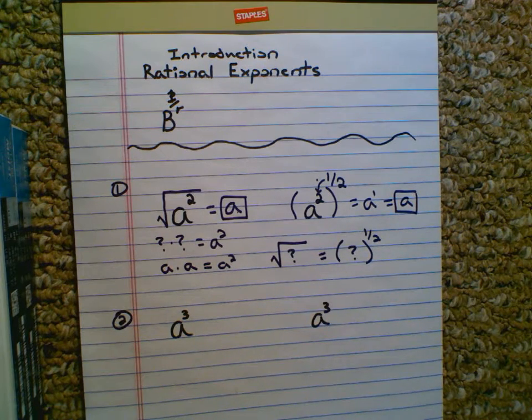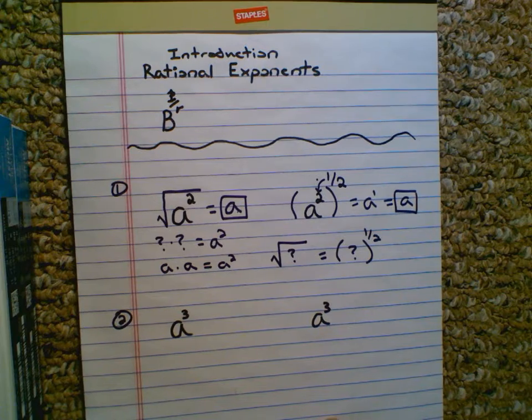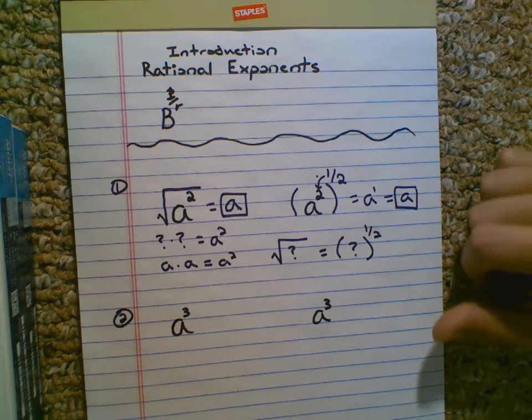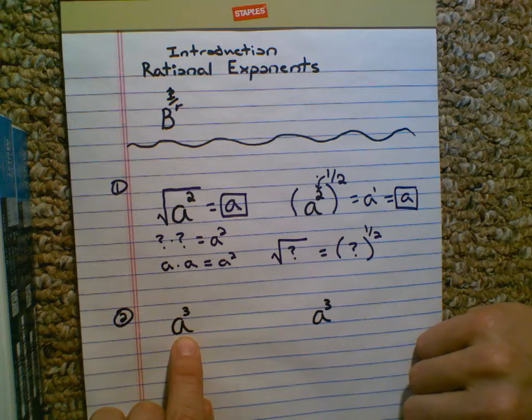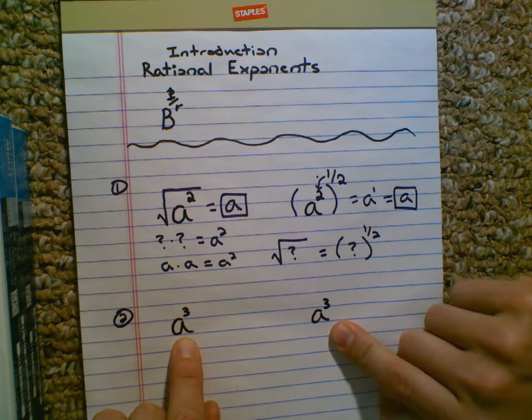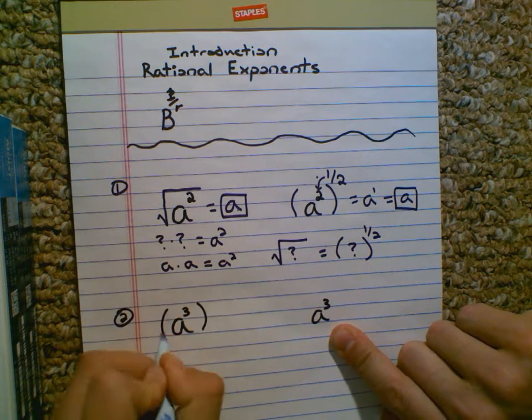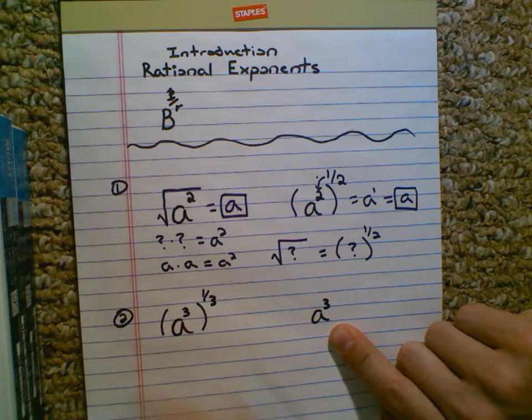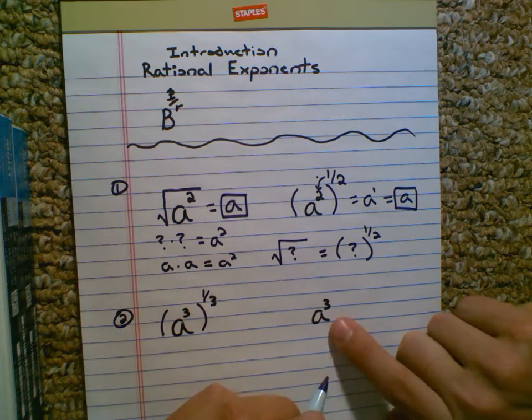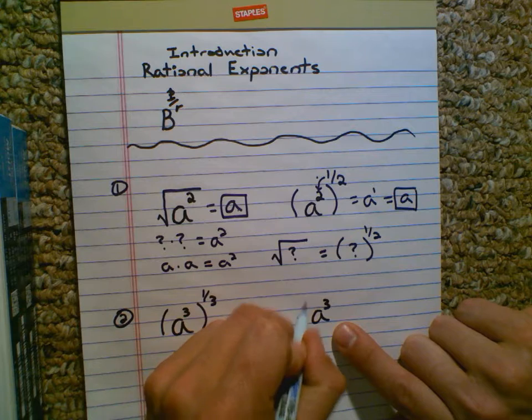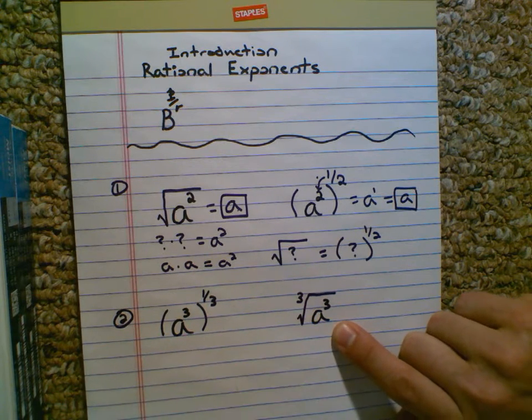Let's look at another example that's similar to this. Let's say I start with two expressions. Here I have a to the third, and here I have a to the third. This a to the third I'm going to raise to the 1/3 power. This second a to the third I'm going to take the cube root of.